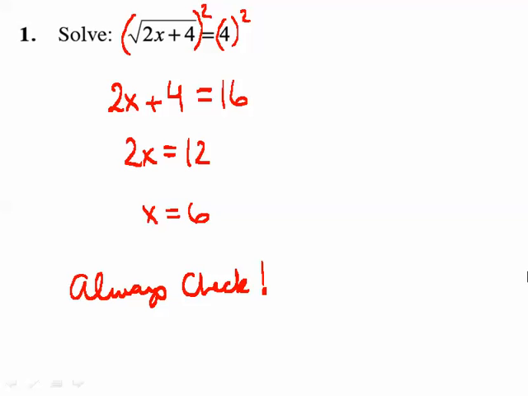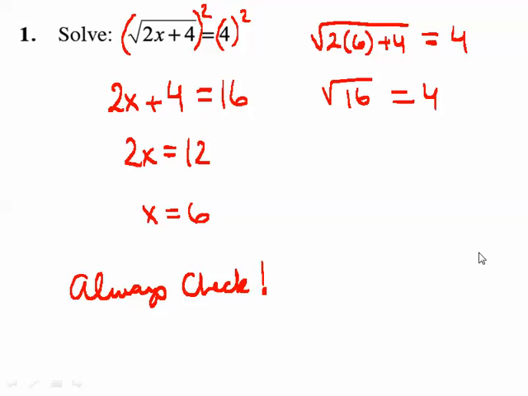All right, always got to check this one. So we're going to check it by plugging it back in. So 2 times 6 in parentheses plus 4. The question is, will that give us 4 on the other side? Let's see, 2 times 6 is 12. And 12 plus 4 is 16. And square root of 16 is, hey, 4. Cool. All right, it did check out.